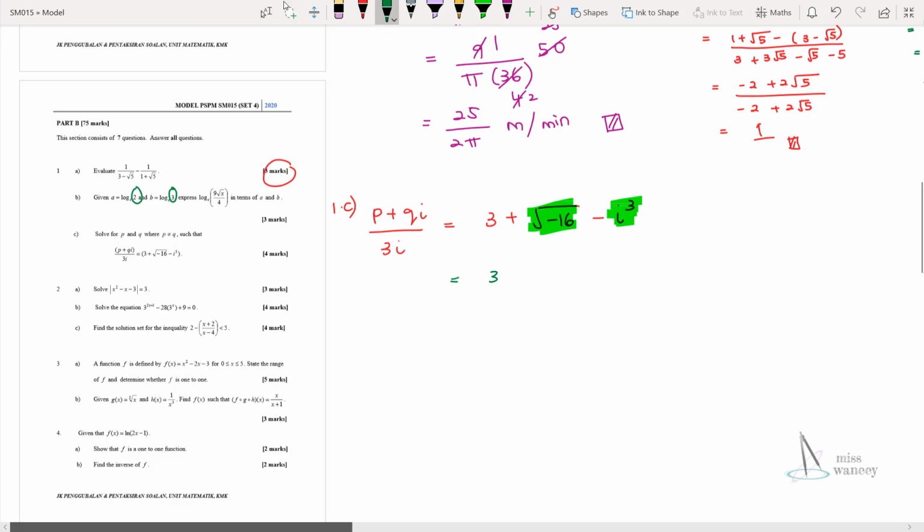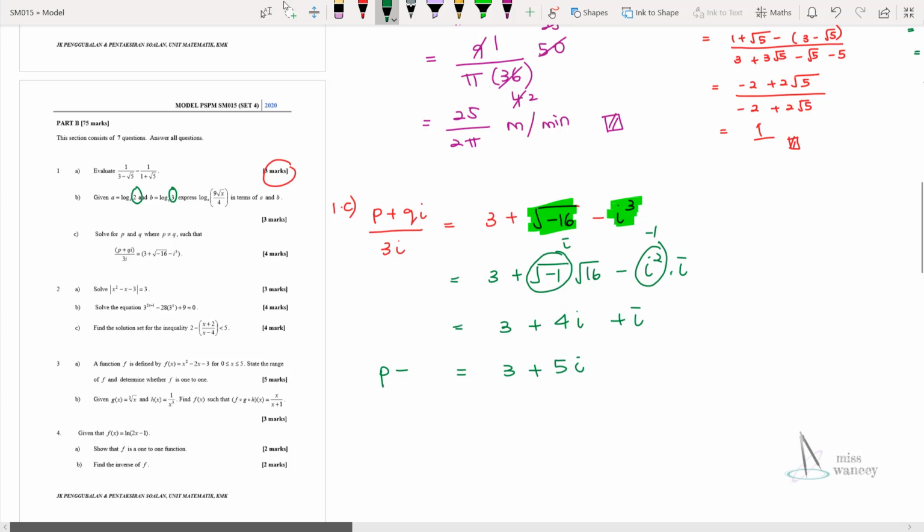Okay, so this is 3 plus. So I'm gonna separate the set. So this is square root of negative 1, square root of 16 minus, so i cubed is actually i squared times i, and then square root of negative 1. This is actually equal, i squared is actually equal to negative 1. So this is 3 plus square root of 16 is 4i, and then plus i. So what we have over here is 3 plus 5i.